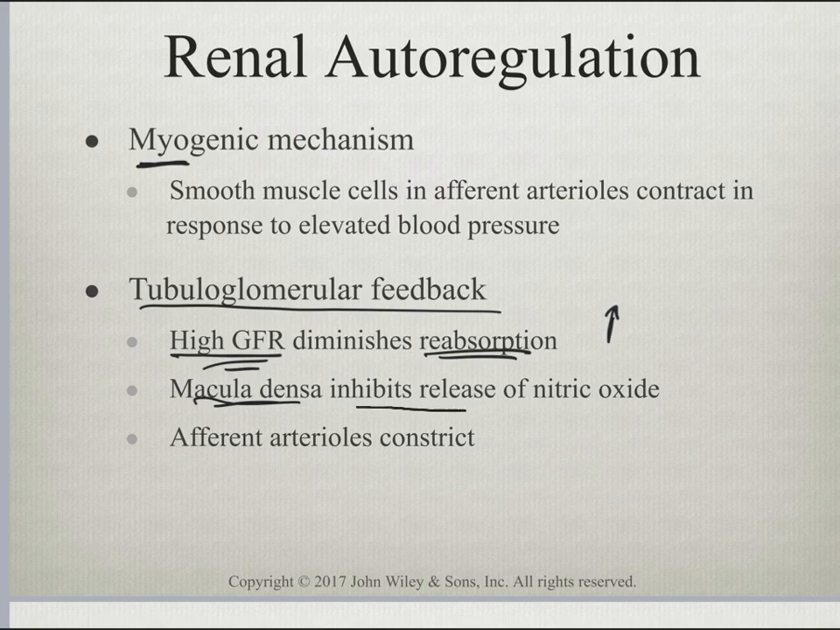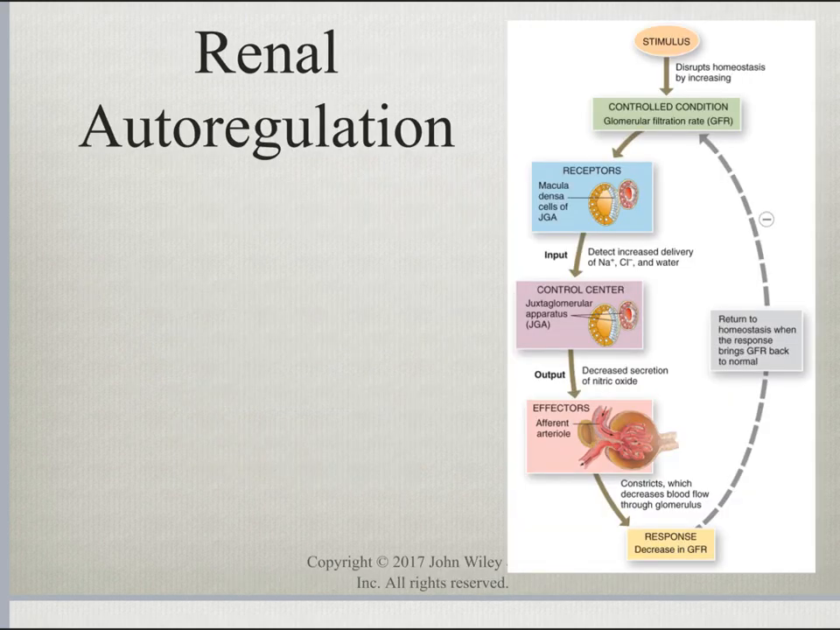It's going to inhibit the release of nitric oxide. If you remember, nitric oxide's a major vasodilator. So by inhibiting nitric oxide, we are essentially allowing the afferent arteriole to constrict, lowering the amount of blood and blood pressure entering the glomerulus, ultimately lowering GFR, bringing it back into a normal range. That brings us to a complete cycle of renal autoregulation.